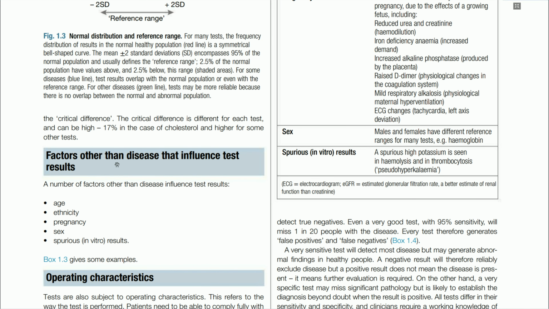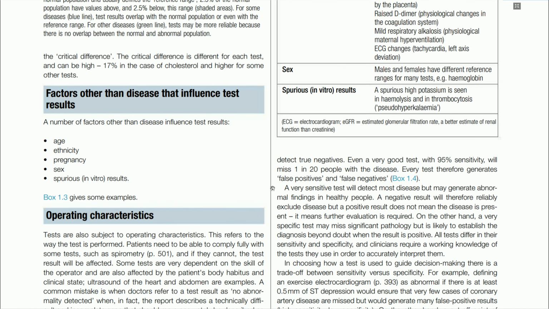Factors other than disease that influence test results. A number of factors other than disease influence test results: age, ethnicity, pregnancy, sex, spurious in vitro results. Box number 3 gives some examples.